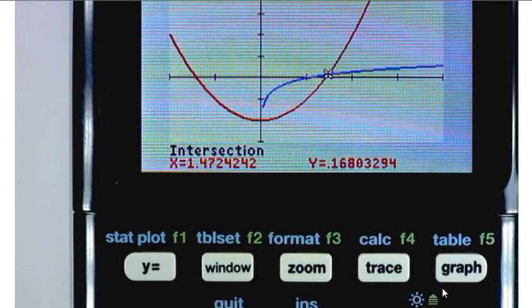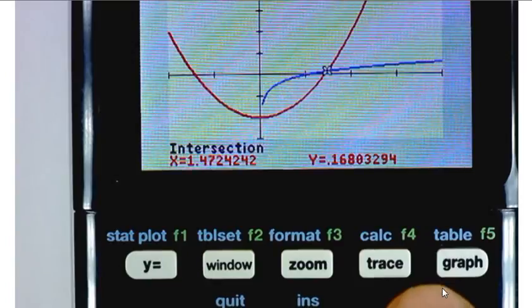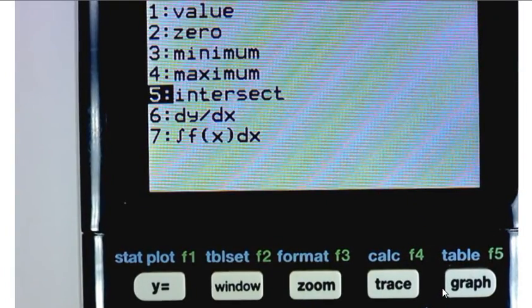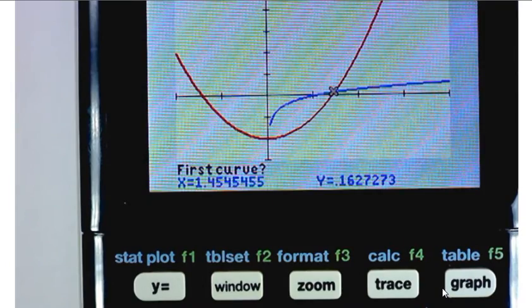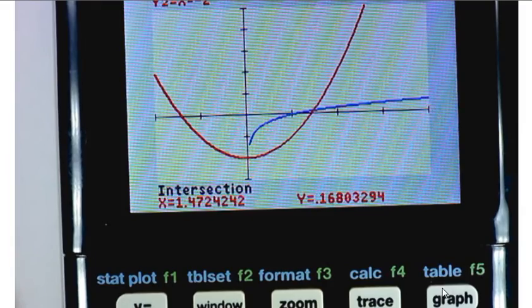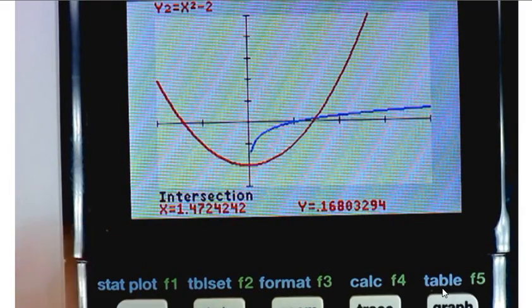John, did that work on yours? Oh, the window doesn't matter. I mean, you could have a different window. You should still get the same point of intersection. Second, and then calc, and then I wanted the fifth option down, which was the intersection. And then just keep on pressing enter, and eventually it should give you that point of intersection.